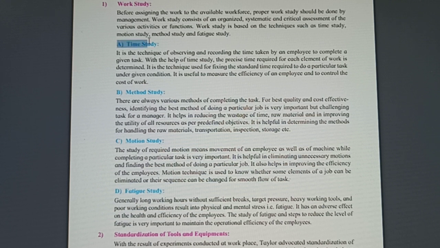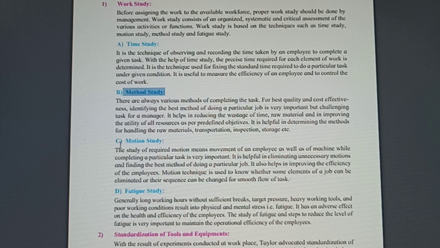Point number 1A, time study. Time study is observing and recording the time taken by the employee to complete a given task. And after that, he is told, okay, this was your mistake, you should do this properly. Second, method study. For best quality and cost effectiveness, identifying the best method of doing a particular job is very important. It helps in reducing the wastage. It is helpful in determining the methods of handling raw material, transportation, etc.